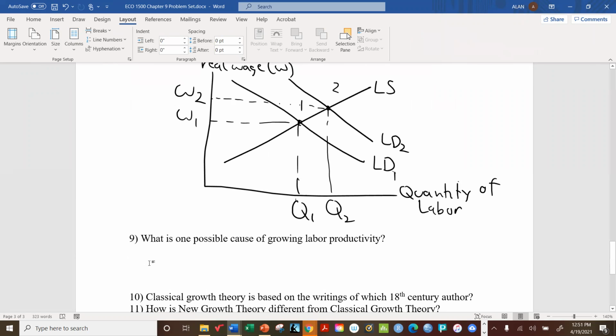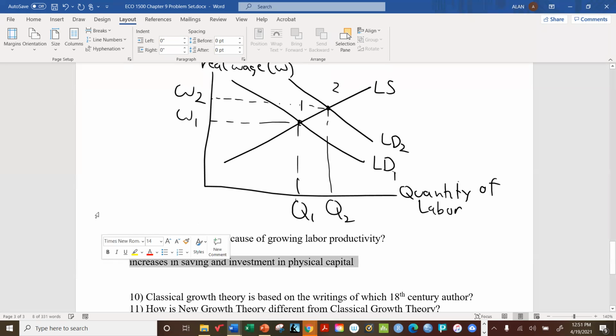Now, what is one possible cause of this happening? Well, there are a few possibilities, but increases in saving and investment in physical capital. Why is that? Because the more capital we have to work with, the more productive we can be, or the better the capital.